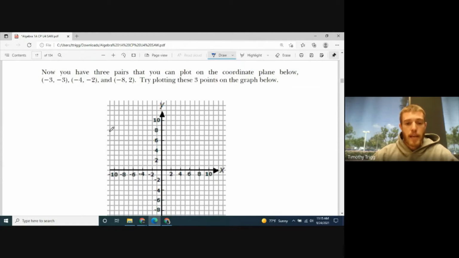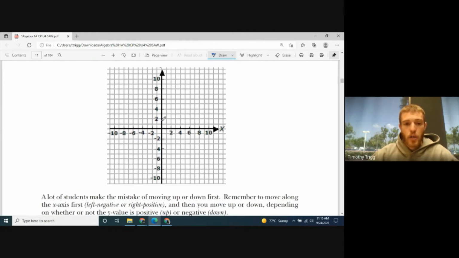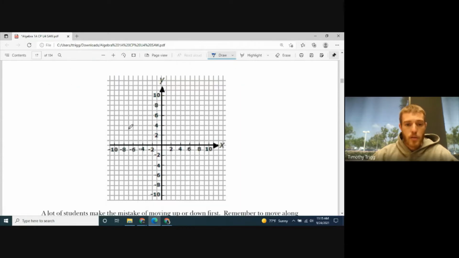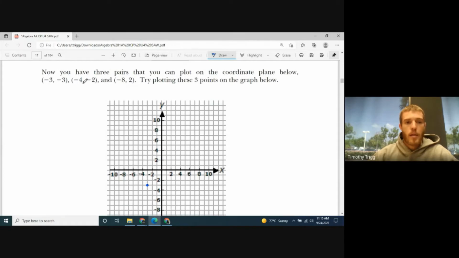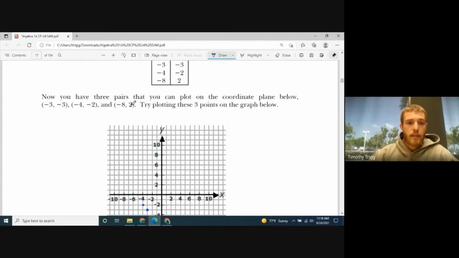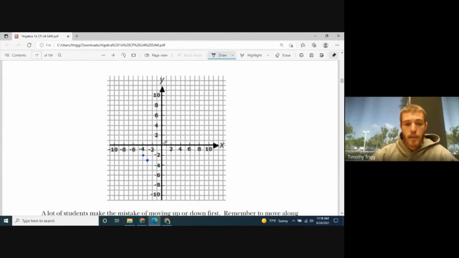So -3 comma -3. On my x-axis, I want to go to the left 3, right? So on the x-axis, I'm going 3 to the left. And then on the y, I'm going down 3. So 3 to the left and then down 3. That's this point right here, -3, -3. Then -4 comma -2. Next point, -8 comma +2. So -8 on the x and then +2 on the y.